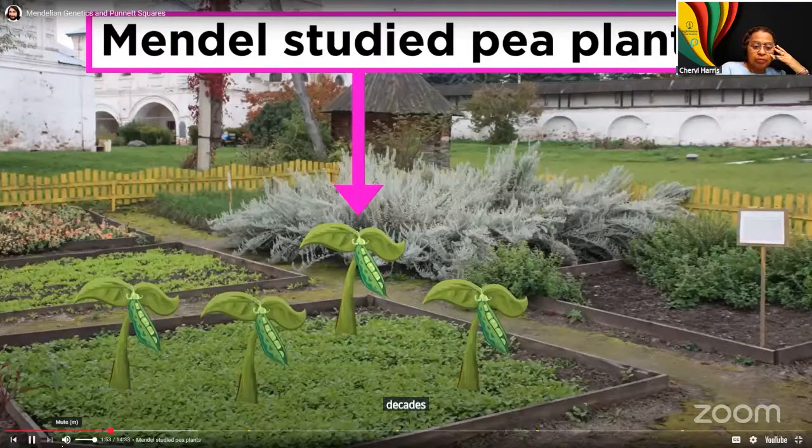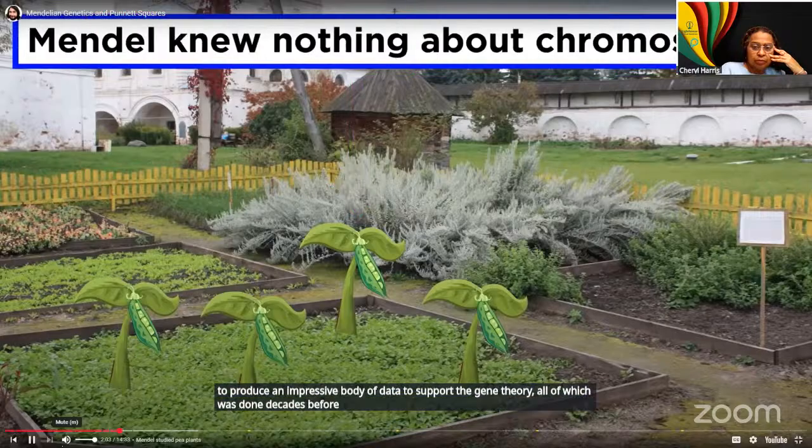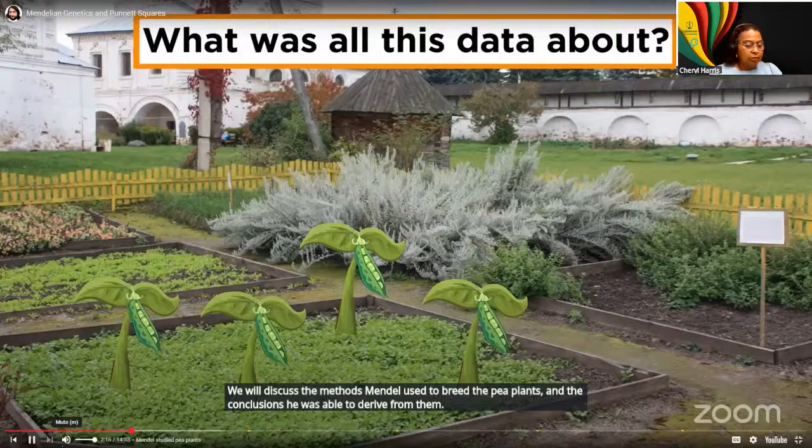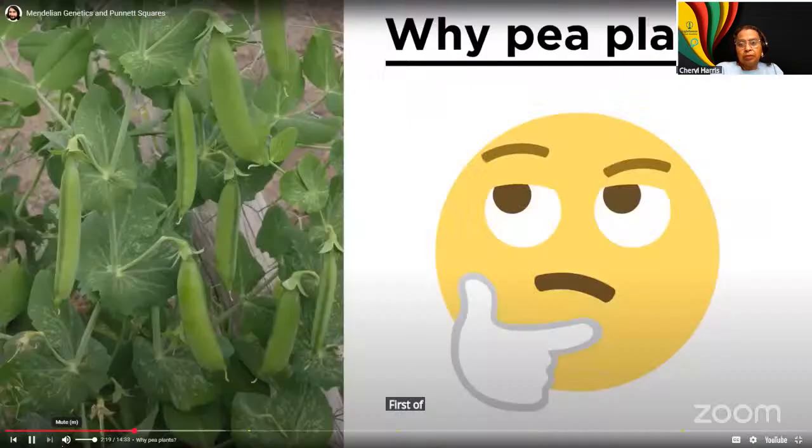Mendel worked for several decades with pea plants in the garden of his monastery to produce an impressive body of data to support the gene theory, all of which was done decades before chromosomes were observed and understood. We will discuss the methods Mendel used to breed the pea plants and the conclusions he was able to derive from them. First of all, why peas?